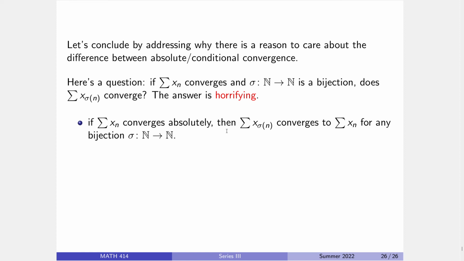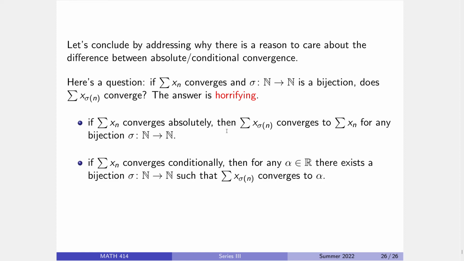What happens if you converge conditionally, though? Oh boy, do things go completely haywire. So if you converge conditionally, then you can rearrange your series to converge to any real number you want. So, for example, the alternating harmonic series, which we know converges to log 2, there is a way to rearrange it to make it converge to pi.